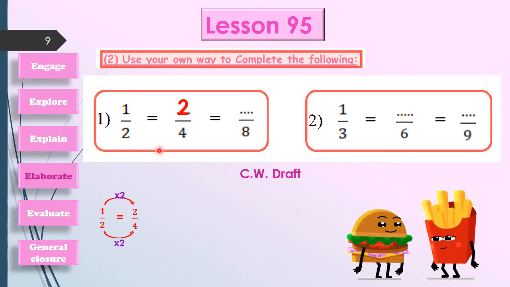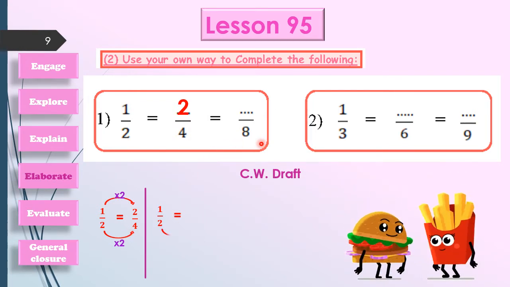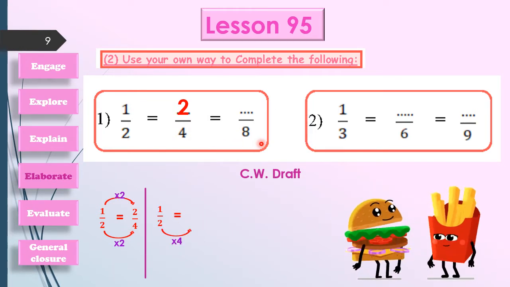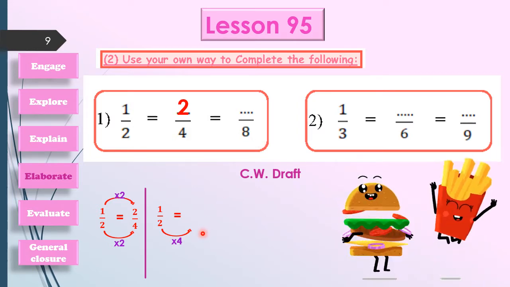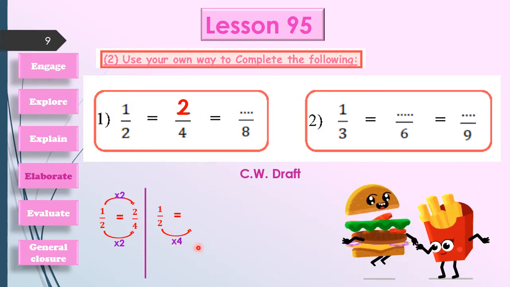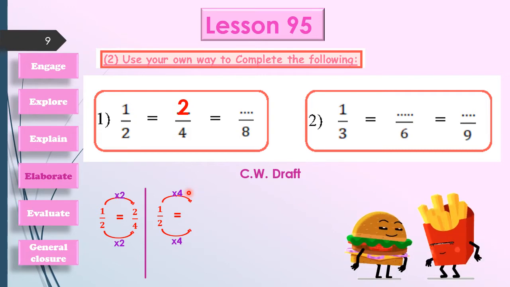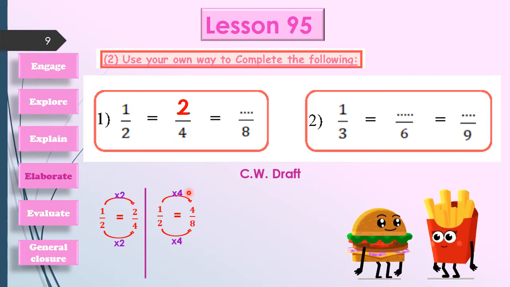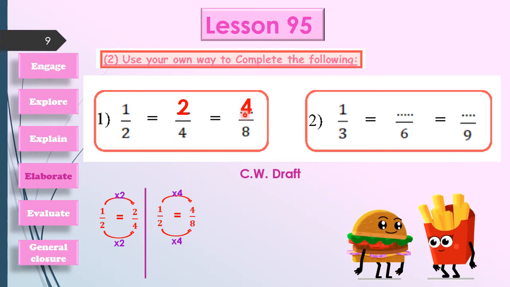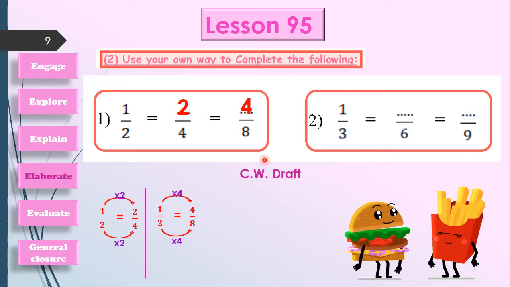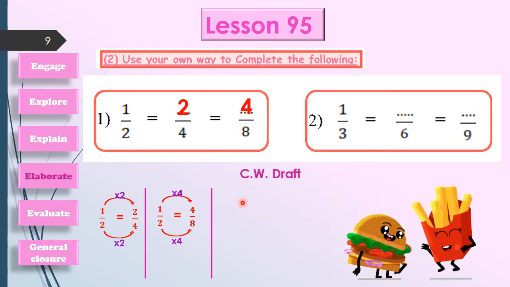Then ask yourself, half equals how many eighths? Then I will multiply by 4 in denominator, and as I do down, I will do up. It will be by 4, then it will be 4 eighths. Then I will write down here 4 eighths. Good job. Let's go to more draft.